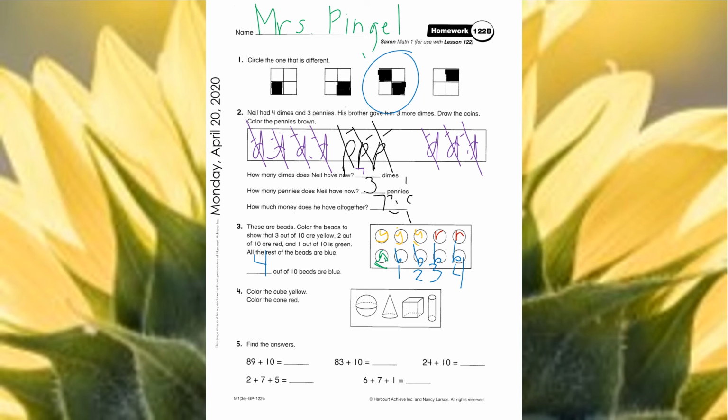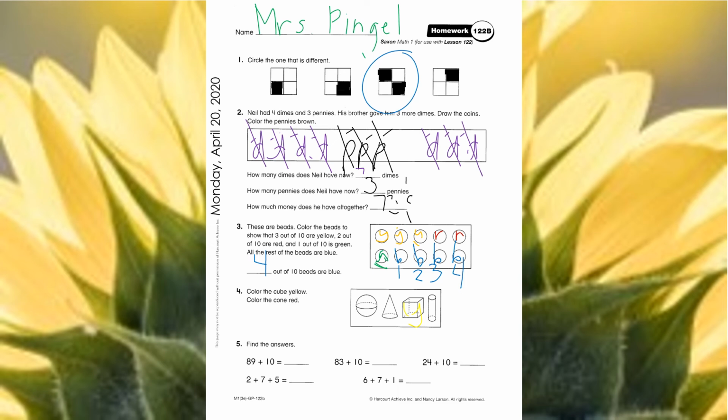Number 4, color the cube yellow. Now, if you would like, you can definitely color the shape, but I'm going to just label it Y for yellow. A cube is like an ice cube. It has 6 square faces or sides. I'm looking for the shape that has square sides. The cube is the third shape, so I'm going to label it Y for yellow.